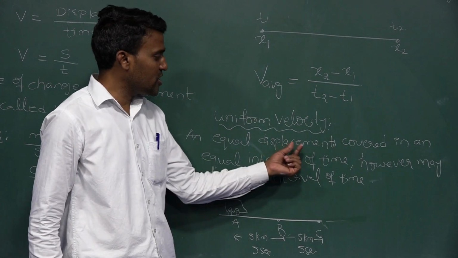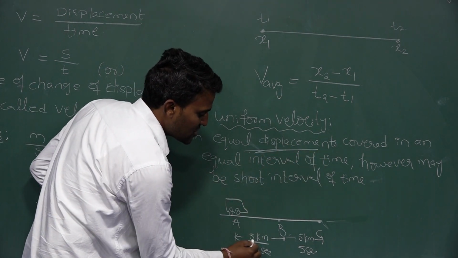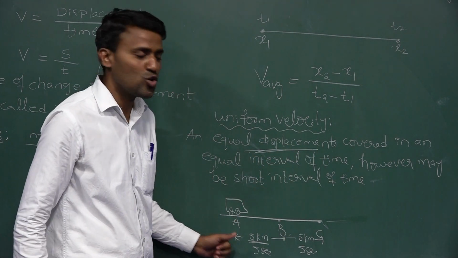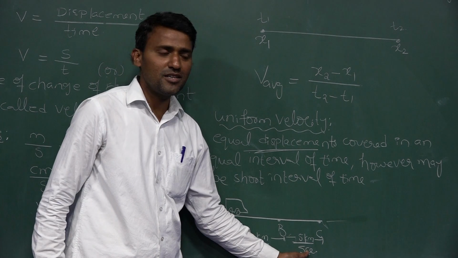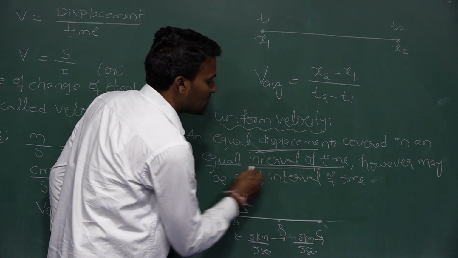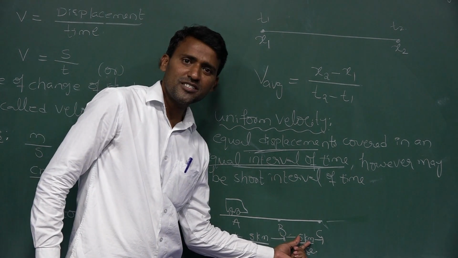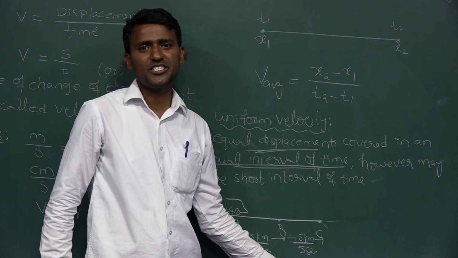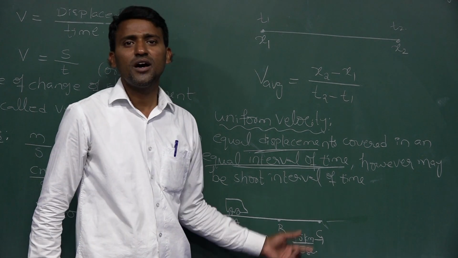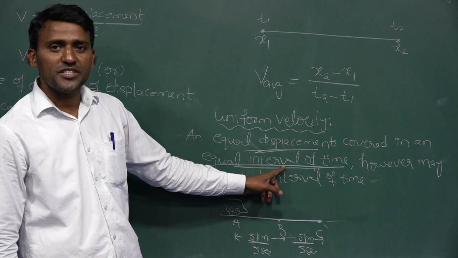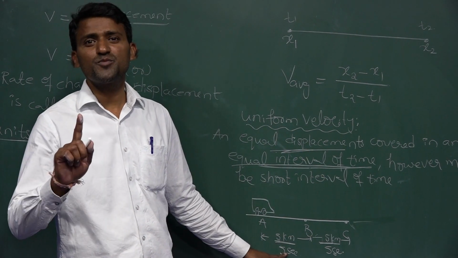See in this one, according to the definition, equal displacement. A to B displacement is 5 kilometers, B to C is 5 kilometers. So these are equal displacements. And next, in an equal interval of time, 5 kilometers covered in a 5 second interval, and this 5 kilometers covered in a 5 second interval. So equal displacements covered in an equal interval of time, however short the interval, is called uniform velocity. Same example I have taken for uniform speed also.